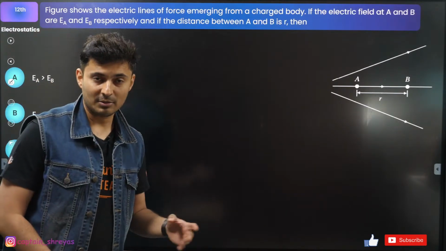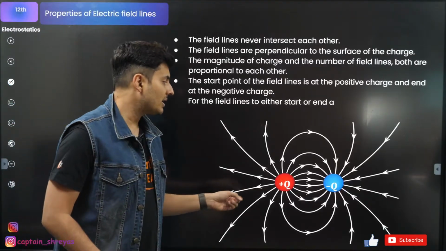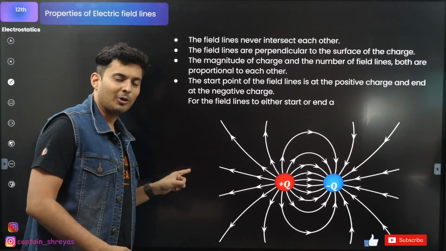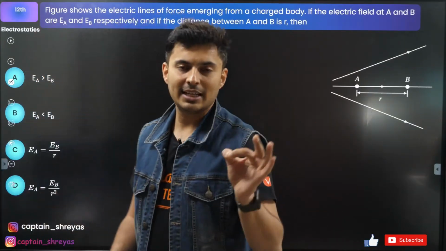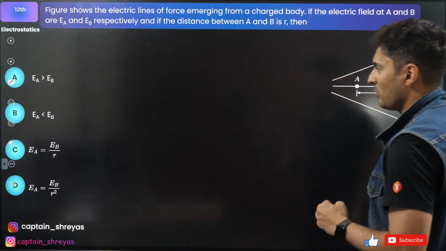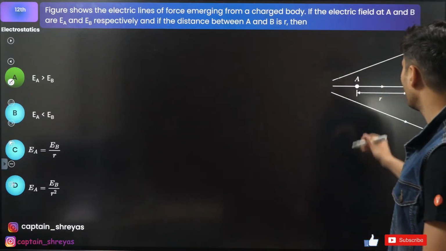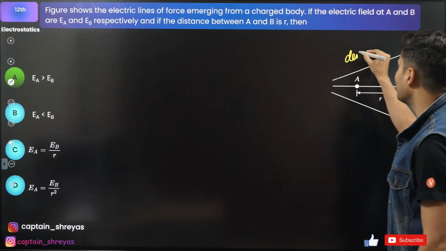Yes, the magnetic field lines will be closed. You will never see an electric field line go and come back onto itself. Never, okay? So for static charges, you will not see electric field lines going and coming back at the same point. Yes, the answer is option A because here it's more dense.